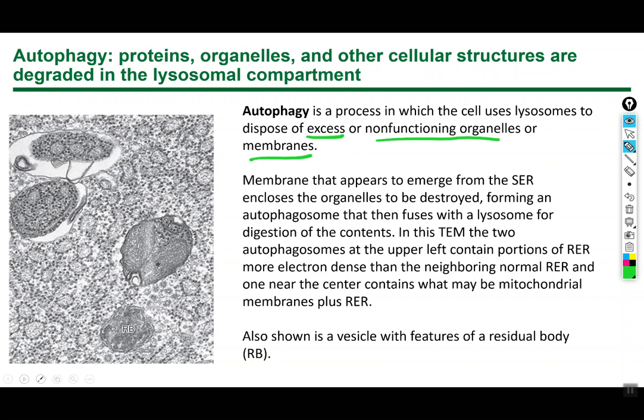So a membrane that appears to emerge from the smooth endoplasmic reticulum basically wraps around the organelles to be destroyed. So again, it puts out those little fake feet, those pseudopodia, and that encloses the organelle to be destroyed, and we call that an autophagosome, which means self-eating body.